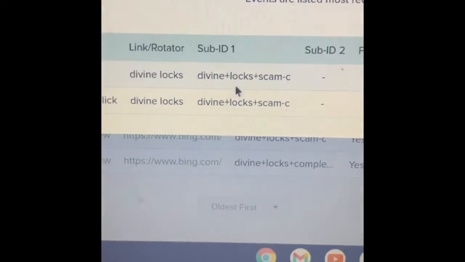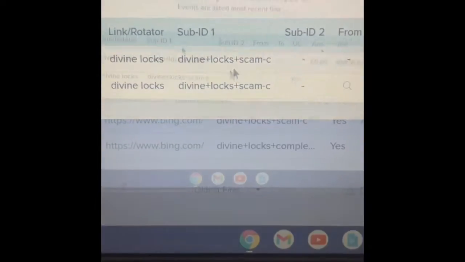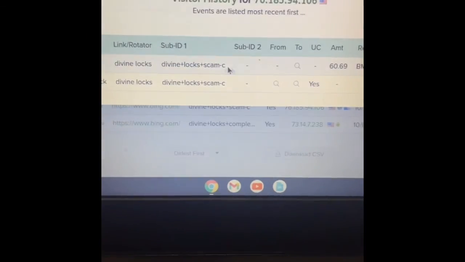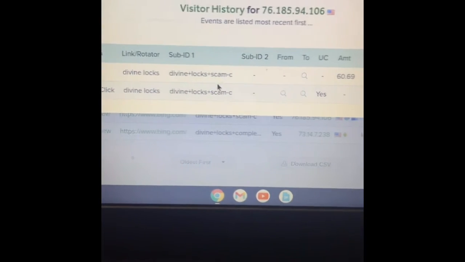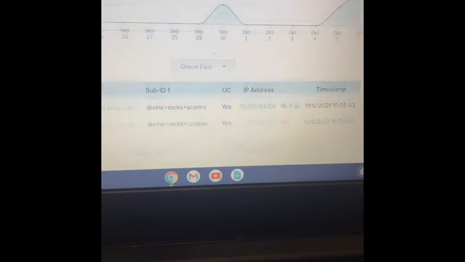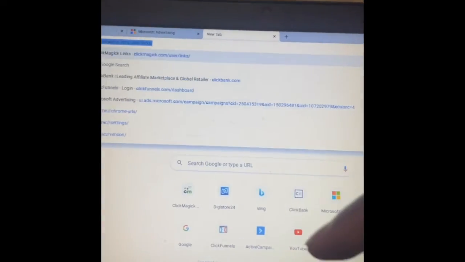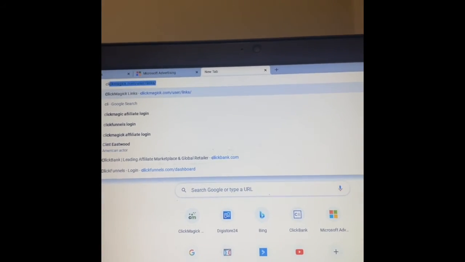They typed in these exact words, Divine Lock Scam. This is how Clickbank works. It tracks all the keywords that make you the sale. So far, we made our first sale, Divine Lock Scam. C means computer, $60. We're gonna head on over to Clickbank, see if this matches up for today.